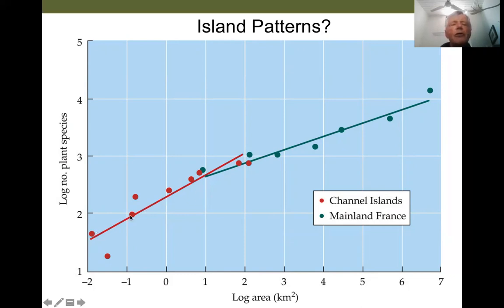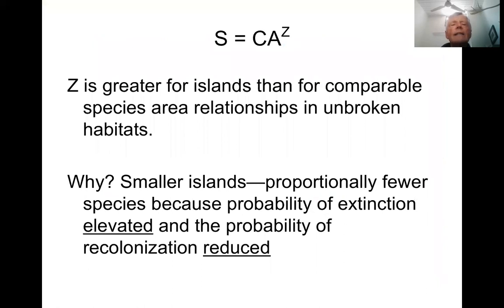And as you can see, these red dots are the species area relationship for the islands. Same part of the world, same pool of species, all the rest of it. The slope is higher. So there's a difference. Islands are different from continents. Islands are different in terms of the species area relationship. Why is that? Why is Z greater for islands than it is for the unbroken continental habitat?